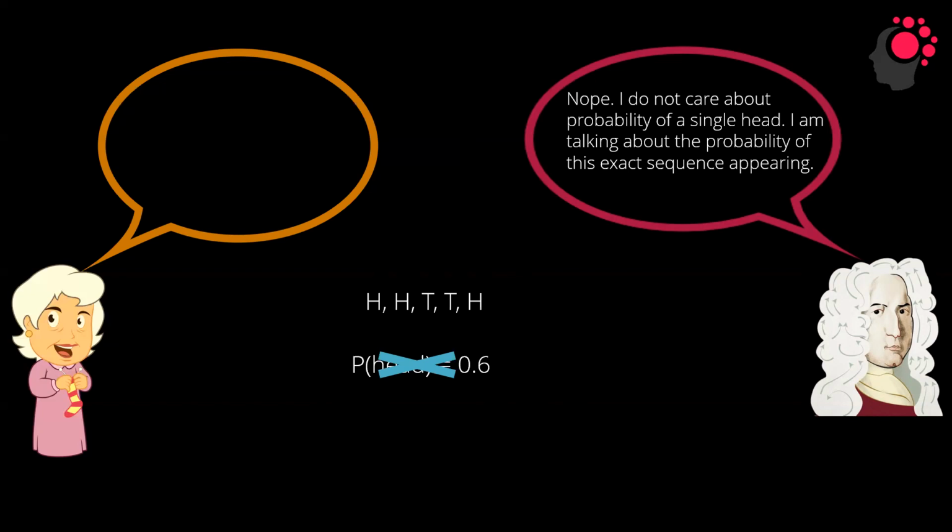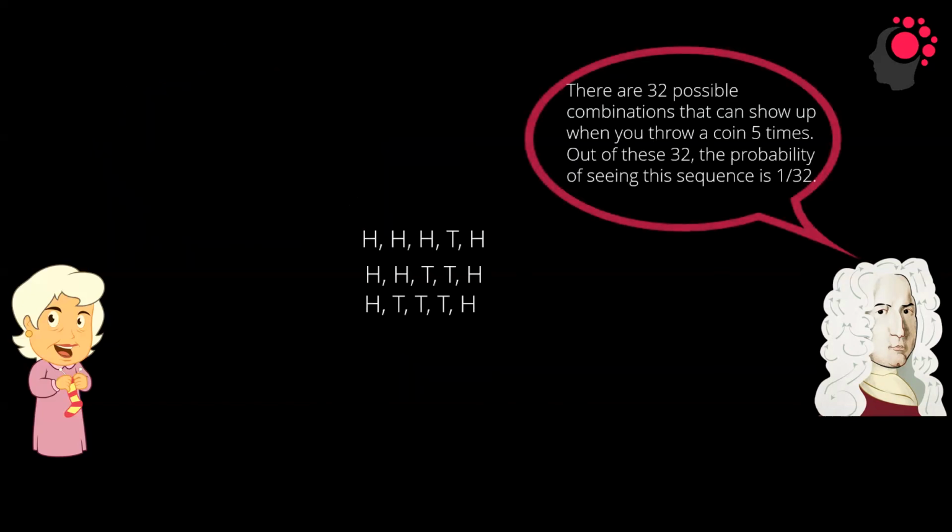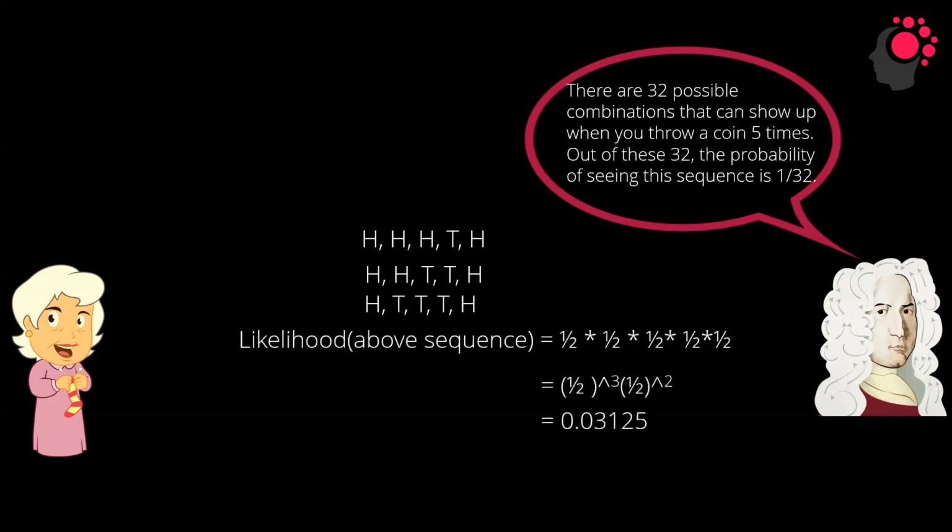Right? Out of all the 32 combinations, what is the likelihood? What is the probability of this exact sequence happening? So the probability of a sequence happening is nothing but the likelihood of the sequence happening. So then Agatha asks, okay, how do we calculate that? To which Bernoulli says, as we just discussed, there are 32 possible combinations that can show up when you throw a coin 5 times. Out of those 32, the probability of seeing the sequence is 1 by 32.